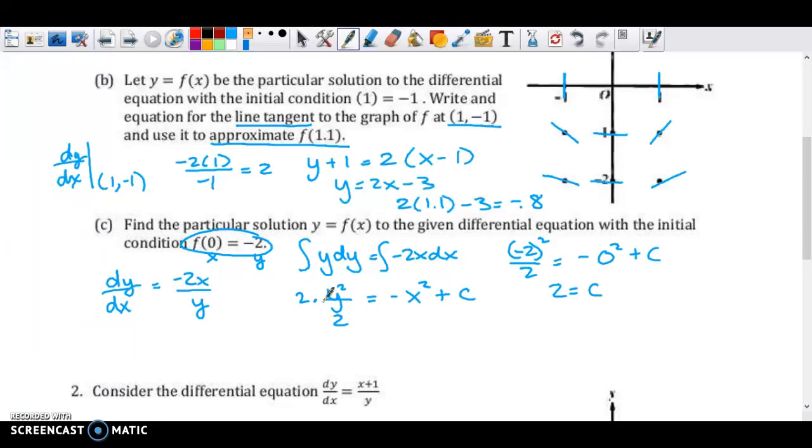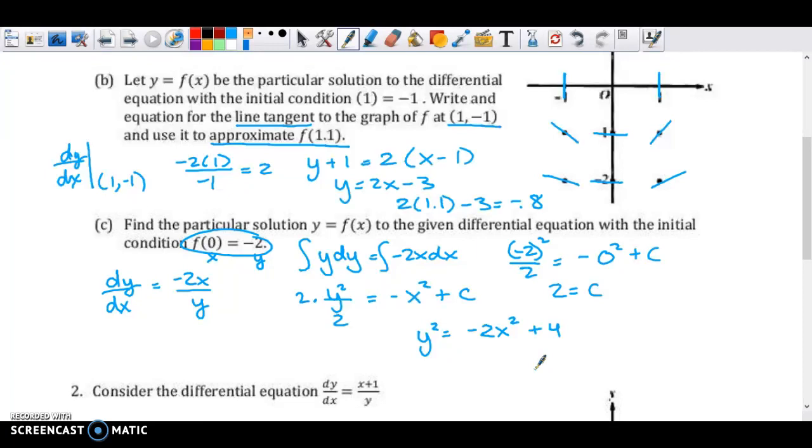So I'm going to get y squared equals negative 2x squared plus 4. Now, I kind of skipped some steps, so let me explain what I'm doing here. When I distributed that 2, it was 2c, and my c is 2, so that's how I'm getting 4. I'm just going to do some basic algebra here.